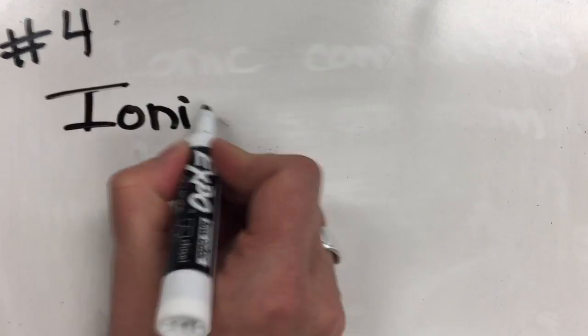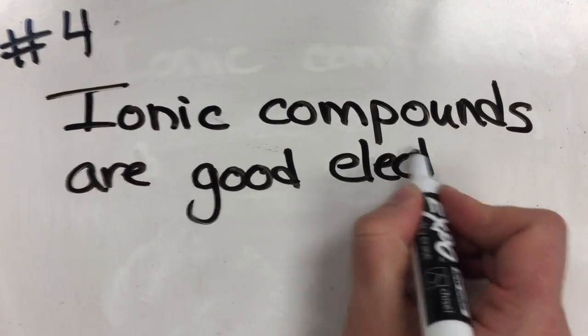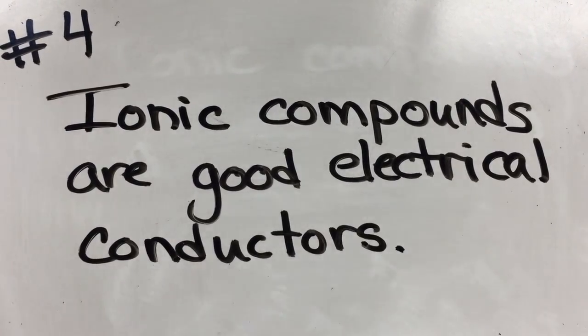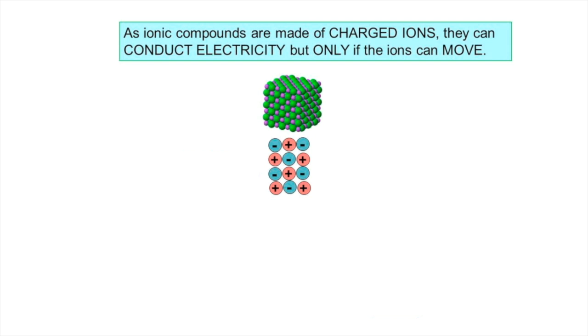A fourth property of ionic compounds is that they are good electroconductors. Let's find out why. Ionic compounds are made of positively and negatively charged ions. These ions can conduct electricity if they are able to move. There are two different ways to allow them to move.